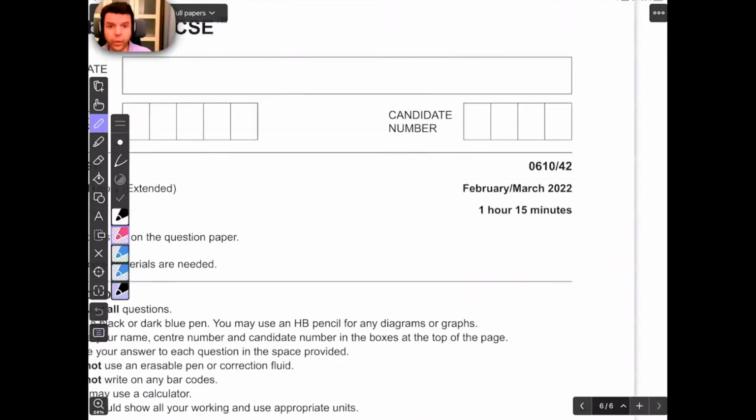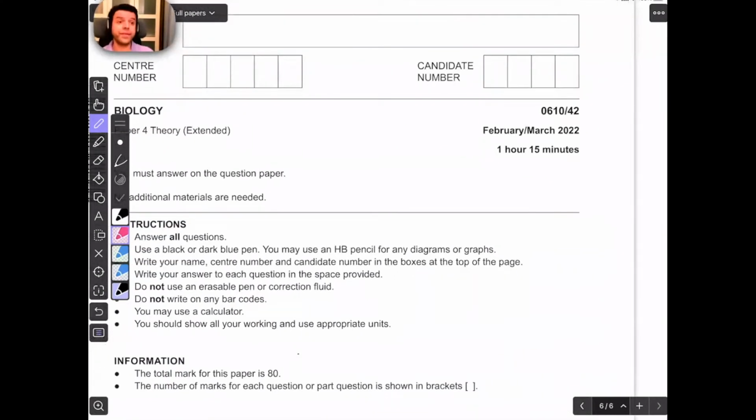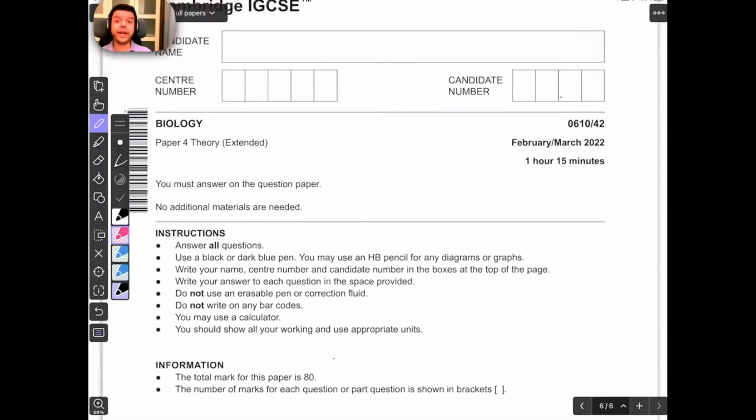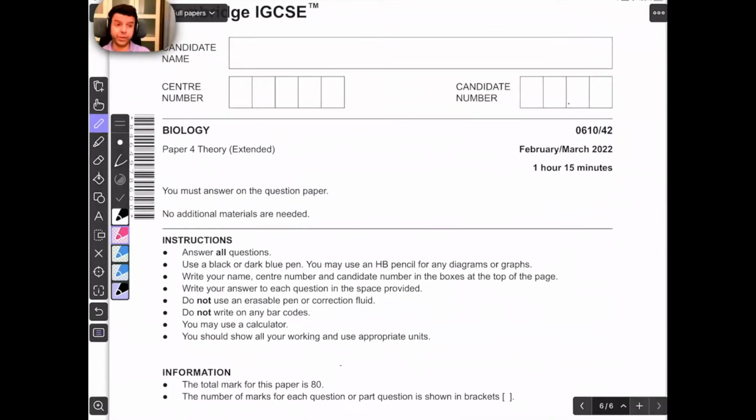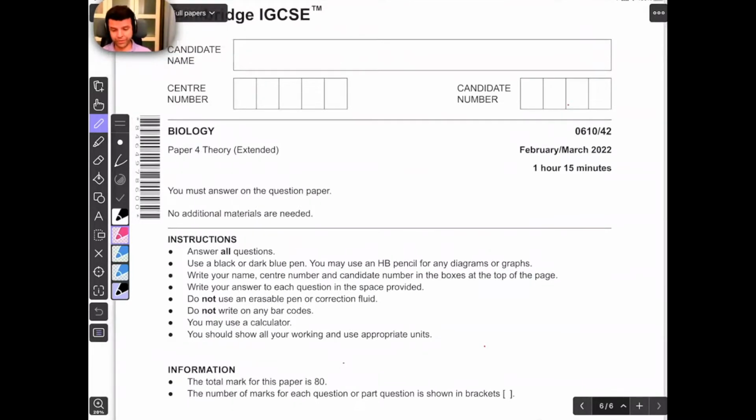All right, so we'll work on this exam paper. It's from the last exam session in March. There still isn't a mark scheme for the questions here, so that's why I made the answers based on previous exam years and previous mark schemes.